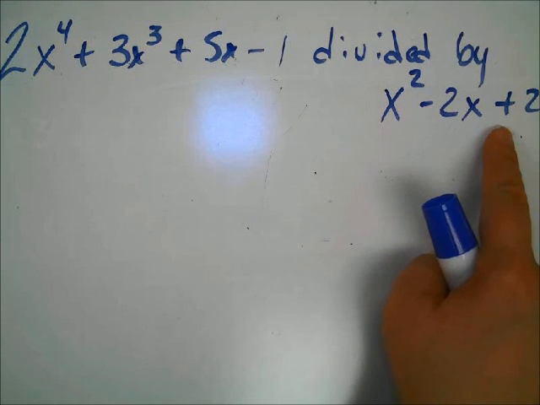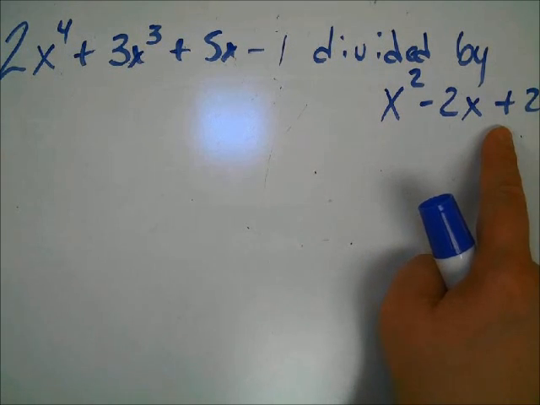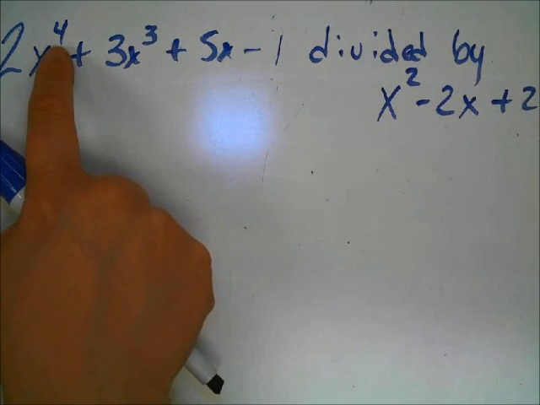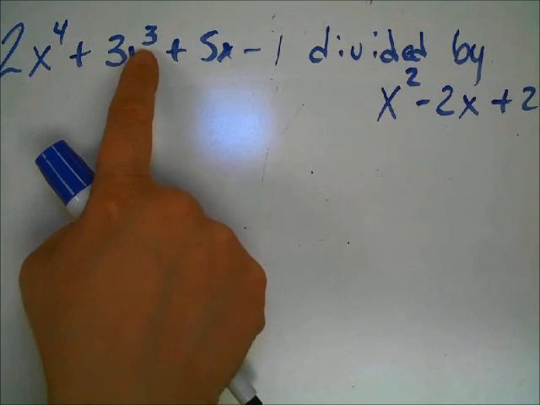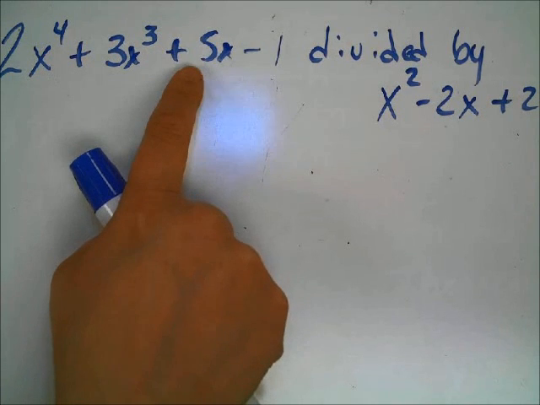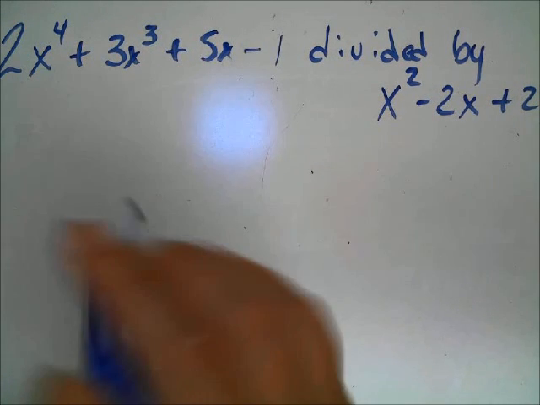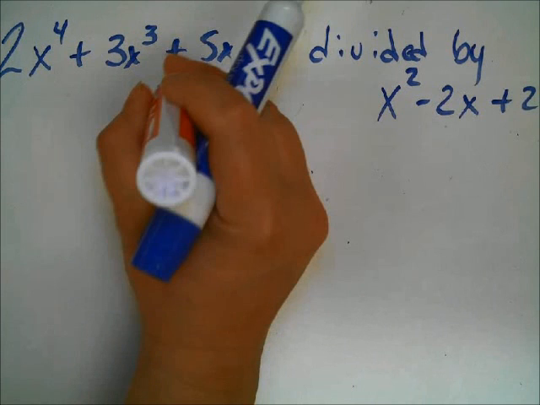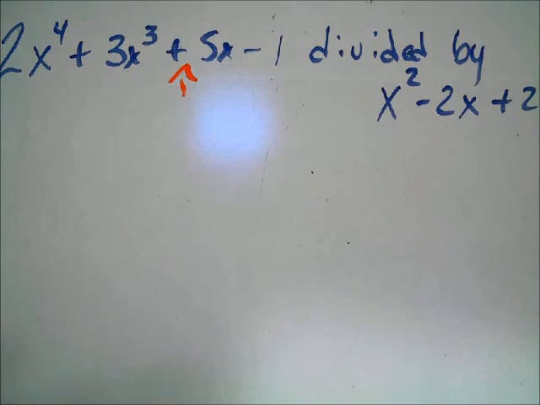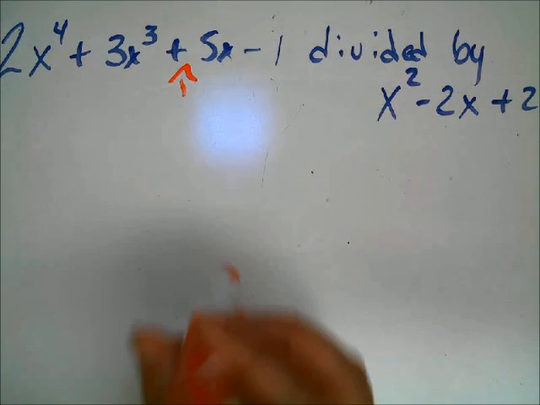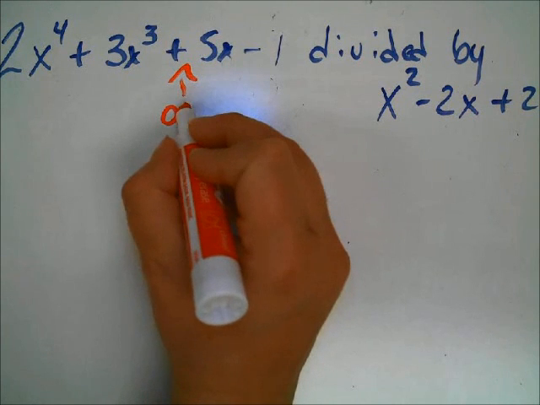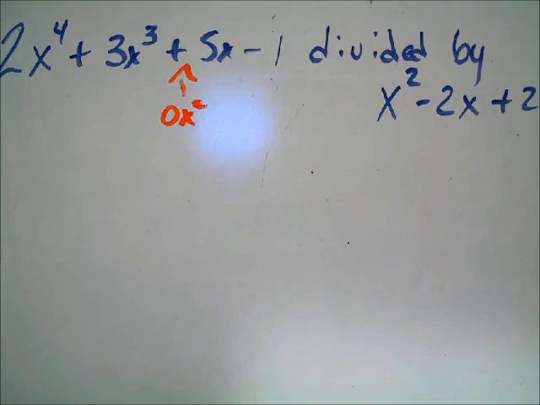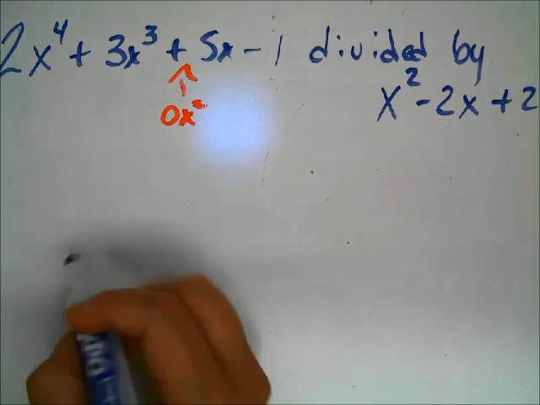Now notice, just like with synthetic substitution, here I have an x to the fourth term, x to the third term, x to the first term. So when I write my division, I want to put something in place here for the x squared term. And what I'm going to put in place of x squared is just 0x squared, just like we did with substitution.